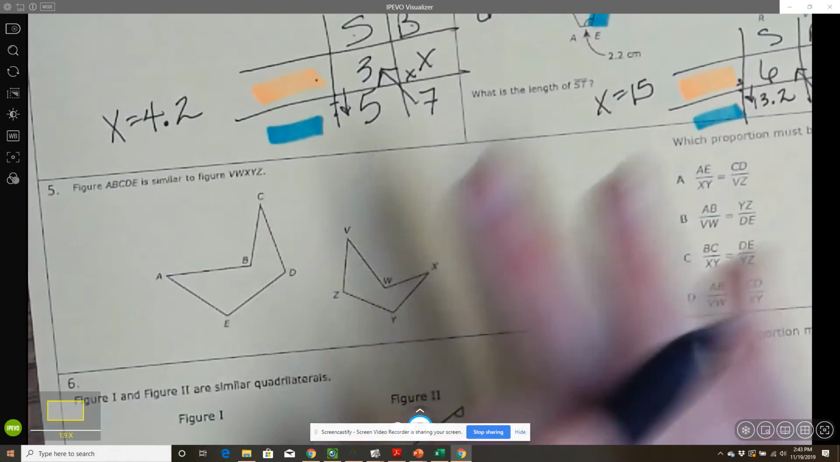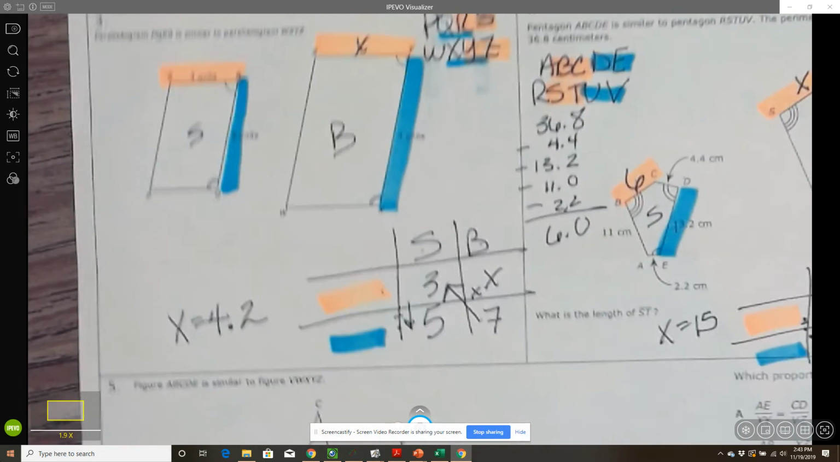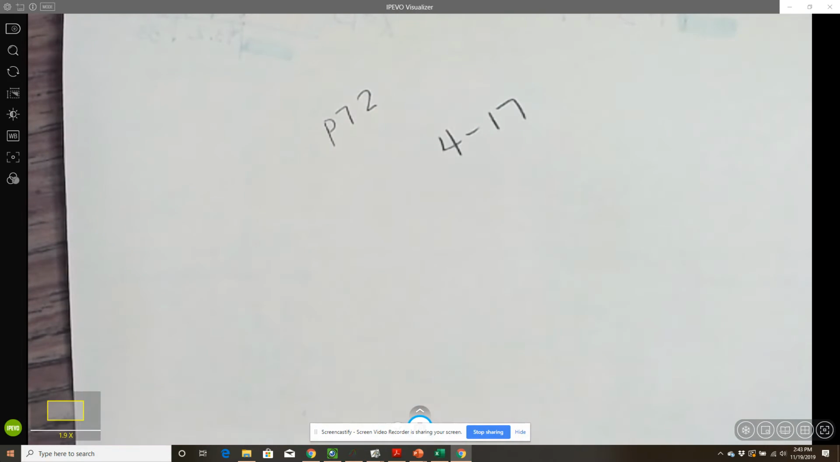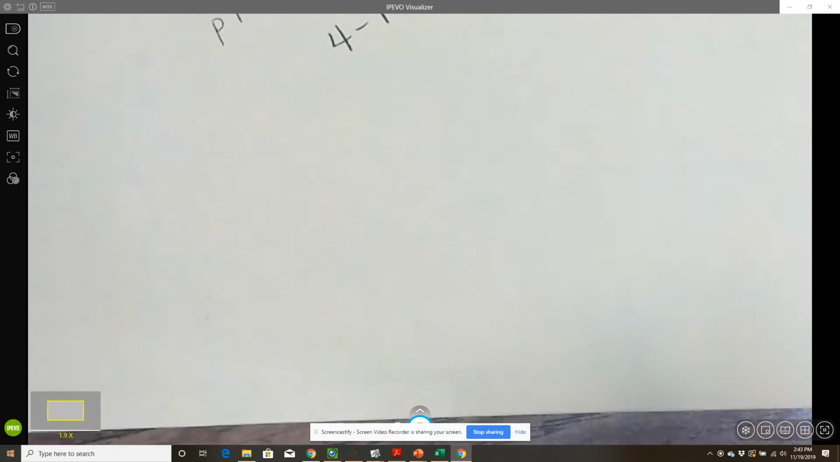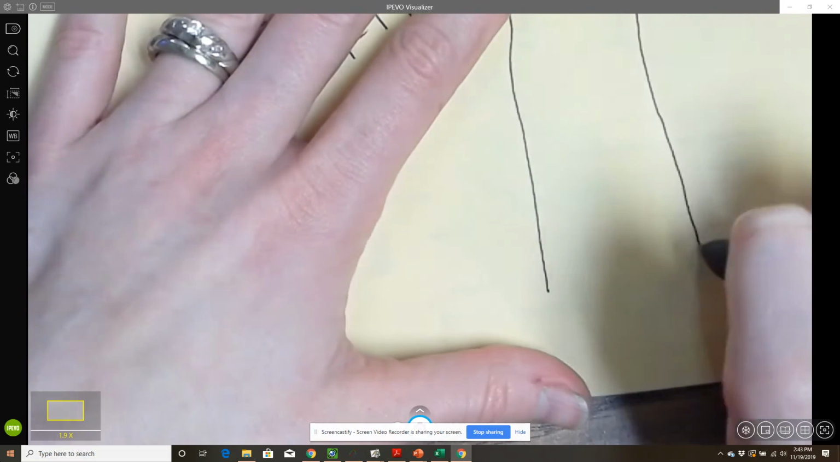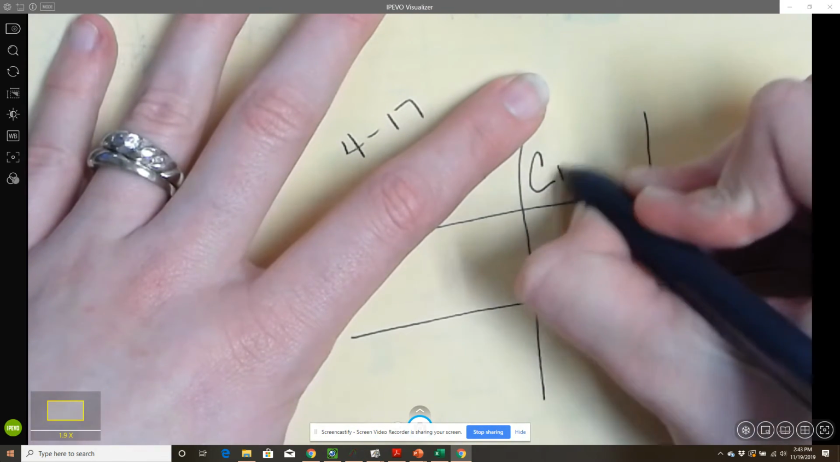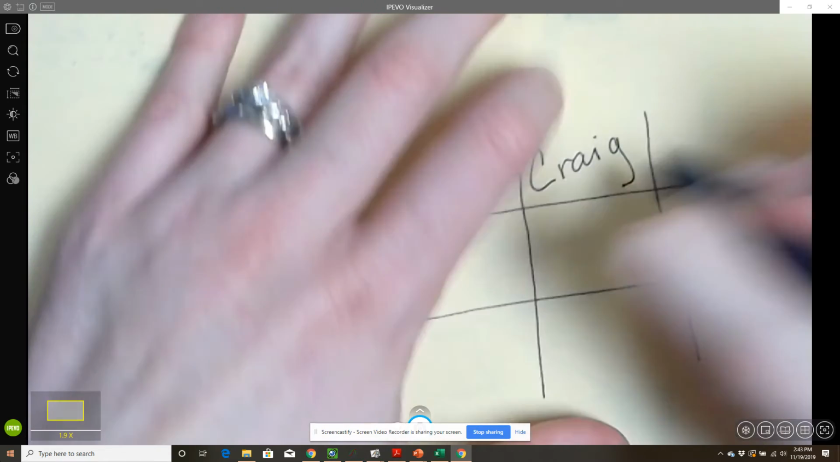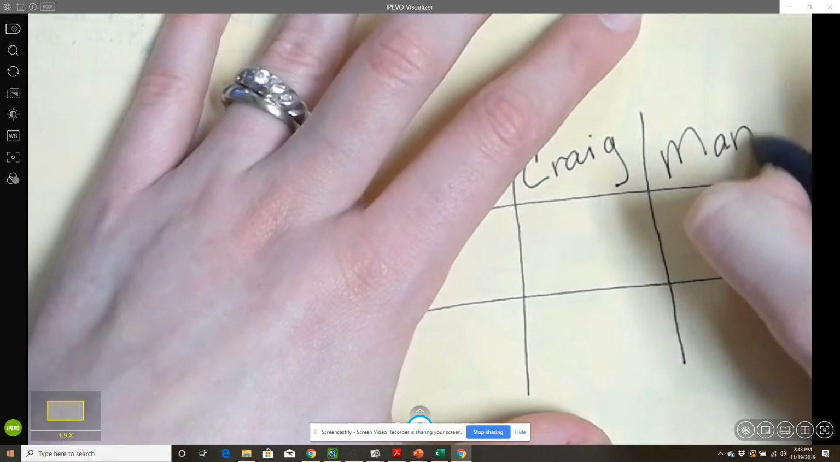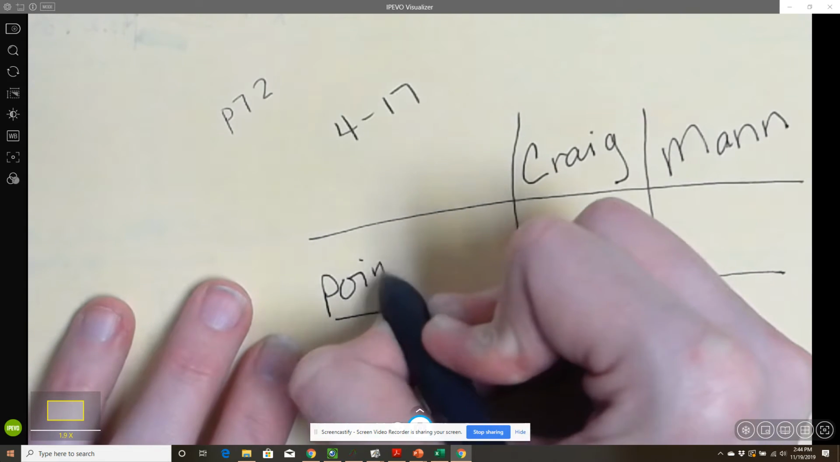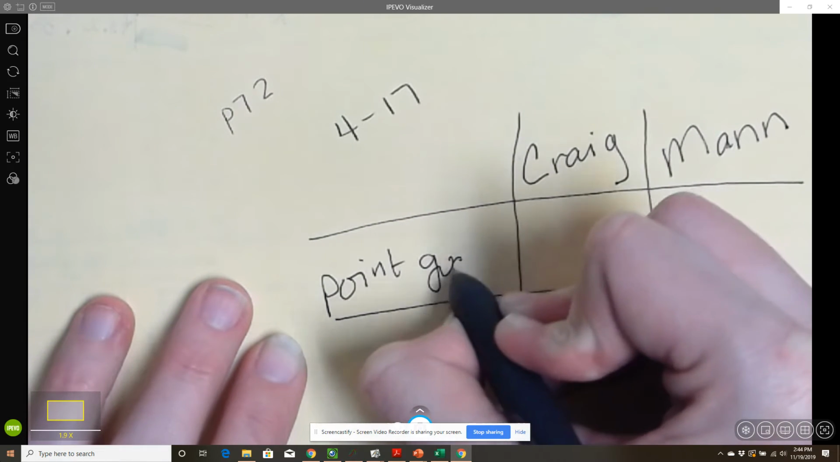So before we do the next 2, these are the other options for the STAAR test. I want to kind of give you an example of what we're looking for when we're doing these. So think of these shapes like basketball teams, okay? So here's the example we used today in class. So we're going to compare Craig's basketball team with Man's basketball team, okay? And then over here, we're going to use positions. So we're going to talk about the point guard first.